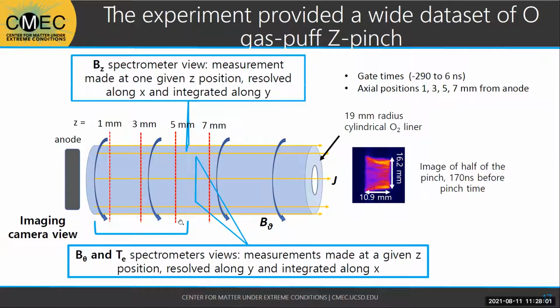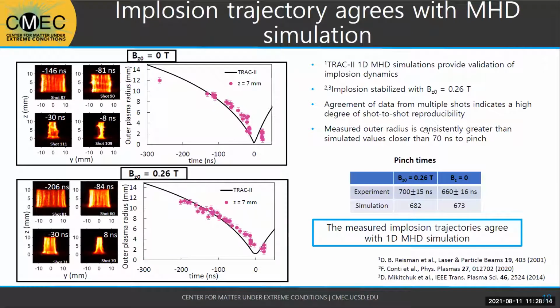The imaging camera is again a side-on view, and this is an example of how that looks for one shot. The first thing to look at in the results is the implosion dynamics, and the imaging camera lets us do that. Even though we only get one image per shot, we can plot those versus time relative to each shot's stagnation time and put together an implosion trajectory.